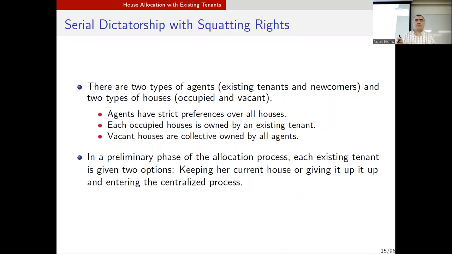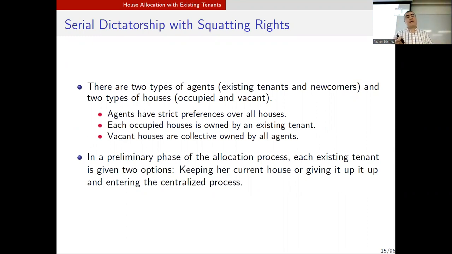Agents have strict preferences over all houses. So I'm literally thinking of on-campus housing. Each occupied house is owned by an existing tenant, basically students who are not freshmen. And vacant houses are collectively owned by all agents. Like, these houses don't belong to anybody. They're for all students. Now, in a preliminary phase of the allocation process, each existing tenant is given two options.